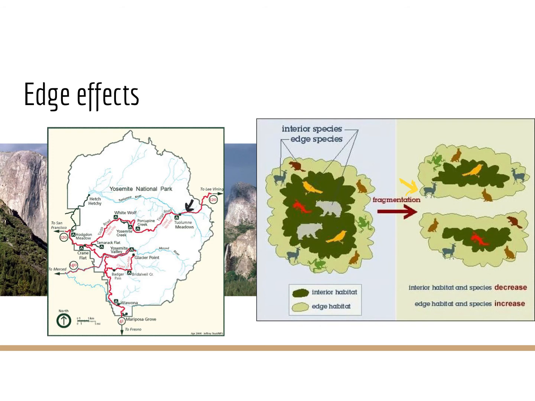So whenever a habitat gets fragmented, you get an increase in edge habitat and an increase in edge species, and then you get a decrease in this interior habitat and interior species, so that the edge species could eventually outcompete those interior species.